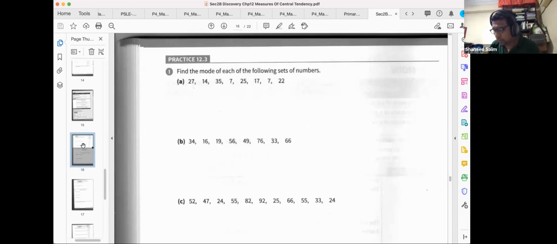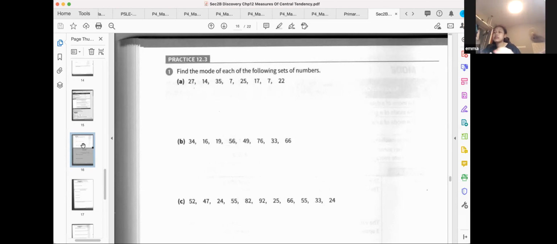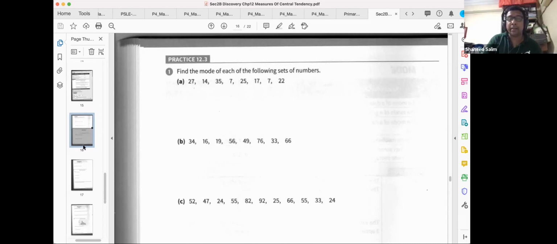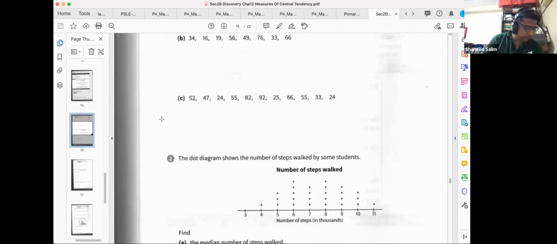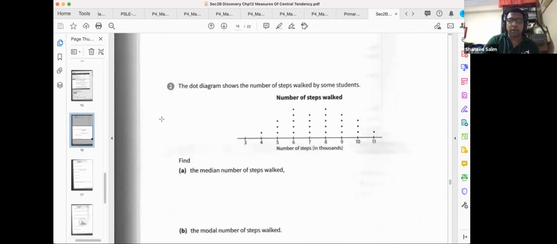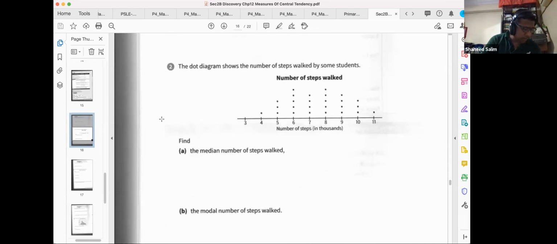So can you try question 1, 2, 3, 1A, 1B, 1C? What's the mode for each? Mode is the highest frequency or highest occurring occurrence. Number 1A is 7. Okay, 1B. They don't have, right? None. And 1C. 25 and 24. Well done. Okay, for this one down here, the dot diagram. Can you find the median? So for mode, we go back to median and mean. You see, we'll still revise.